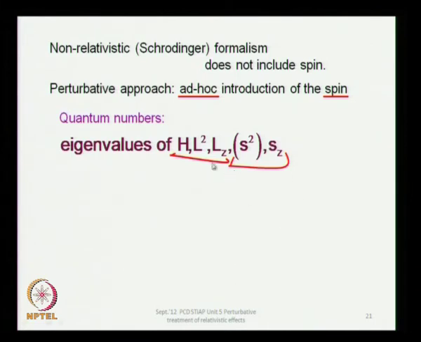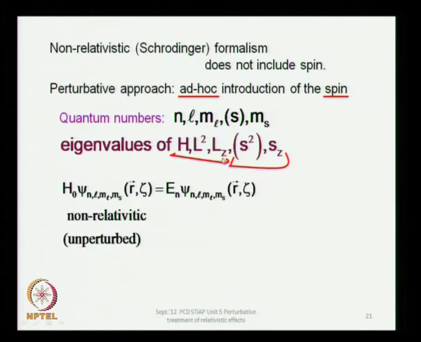And then these 4 operators H, L square, Lz and Sz will give you the 4 quantum numbers n, L, ml and ms, and you can use these to describe the quantum state of the system. So, now your non-relativistic unperturbed Schrodinger equation H0 psi, H0 is the unperturbed Hamiltonian. The wave function itself becomes a 2 component wave function because you have introduced spin on an ad hoc basis with an up state and a down state. So, it has got a 2 valued function, and this is now your unperturbed Hamiltonian, and to this you will make perturbative corrections.